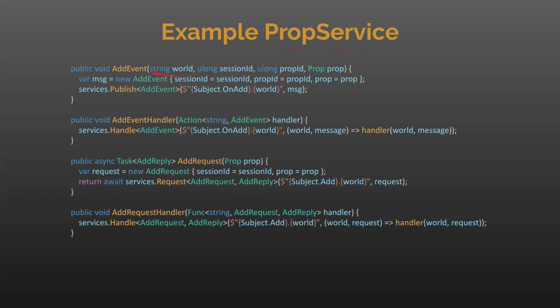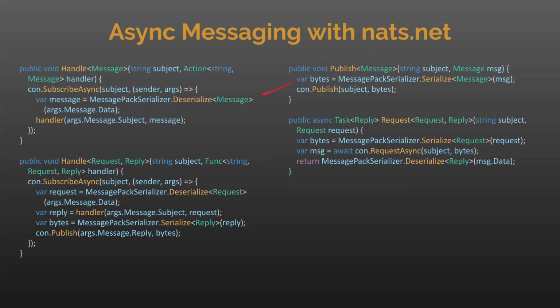When you call into a prop service, what it does is it just takes the parameters that we have. It creates one of these event protocol objects, and then it publishes it out using NATS. As you're creating an event handler, it's similar. If you're adding requests, again, it's similar. And these call in finally into the asynchronous messaging handlers for NATS.